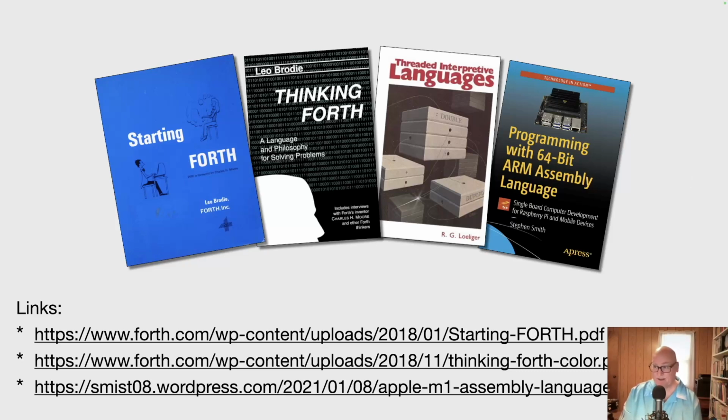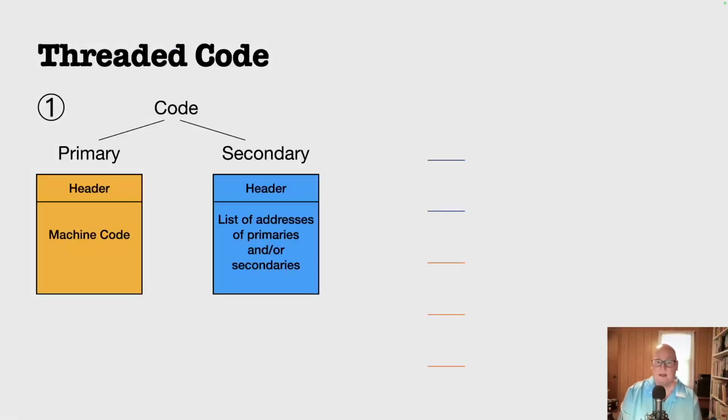I'm going to say a word about what threaded code is first, because I don't know how popular a technique it is anymore. It's kind of cool, so let's take a look. Basically you're going to have primitives or primaries written in machine code, assembly language in our case, and you're going to have secondaries, which are calls to either other secondaries or to primaries. A primary is basically a chunk of machine code. A secondary is basically a list of the primaries and secondaries to call.